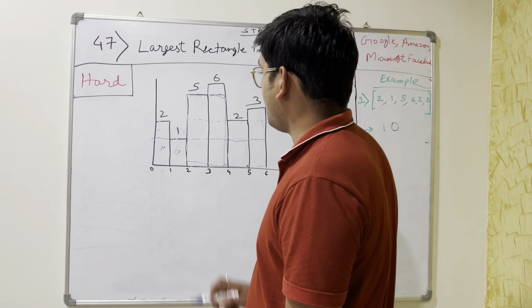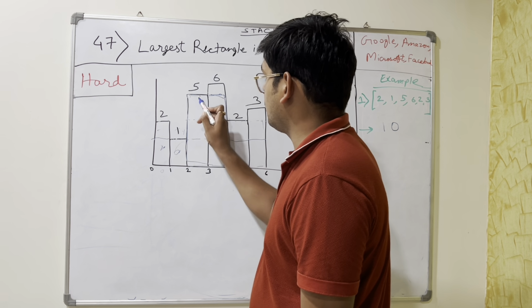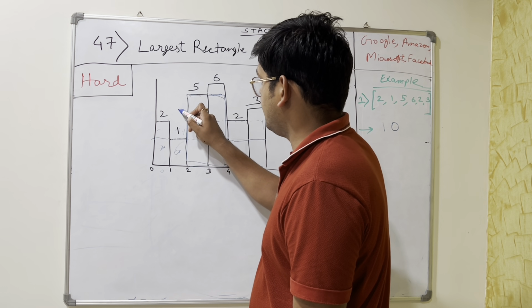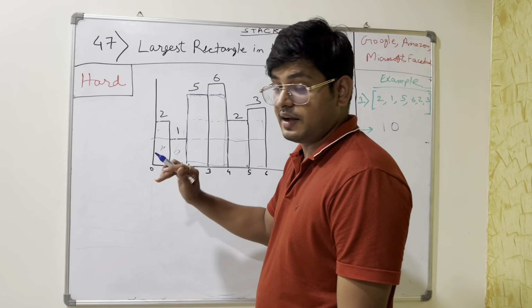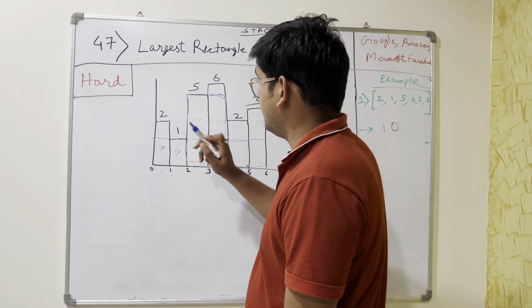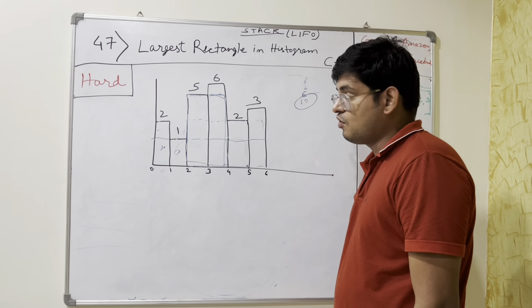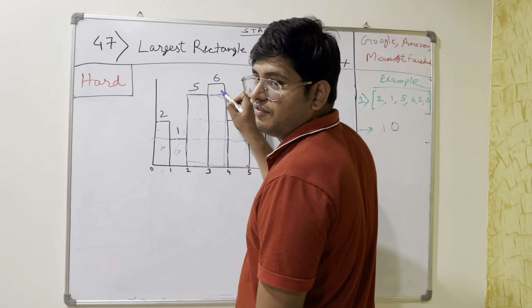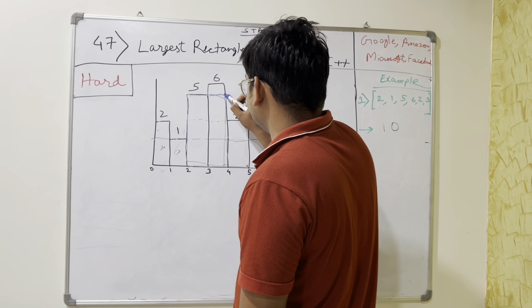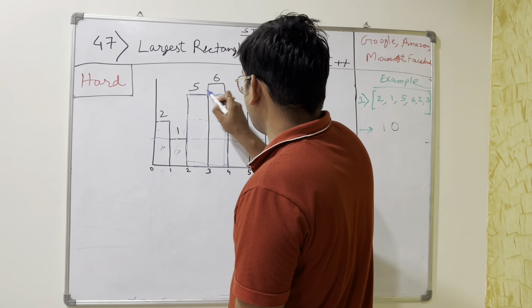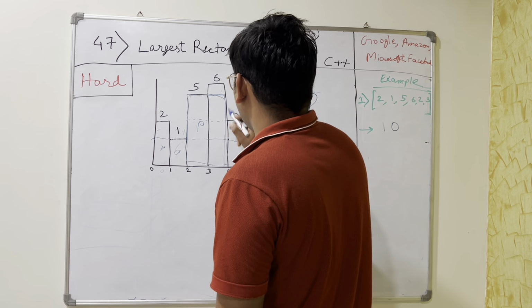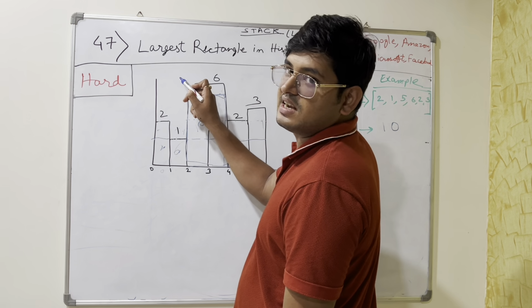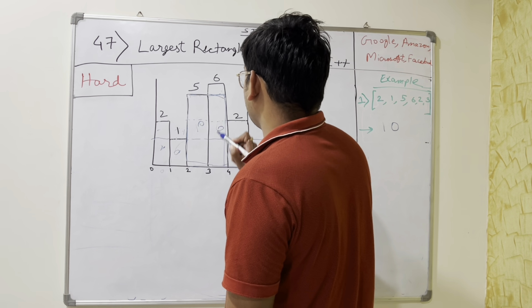So for this 5, we could not extend here because the previous rectangle is smaller than 5. So we cannot extend this. But the next rectangle is greater than 5, right? So we can extend this. So the area became 5 into 2, 10, right? For 6, we could not extend left, we could not extend right, so the area became 6.